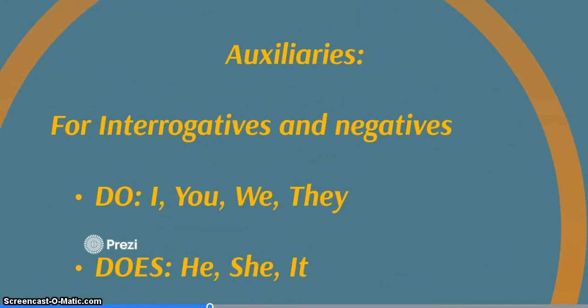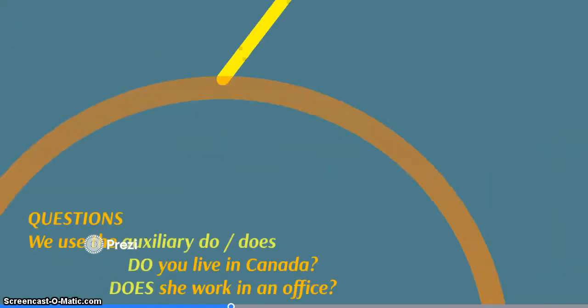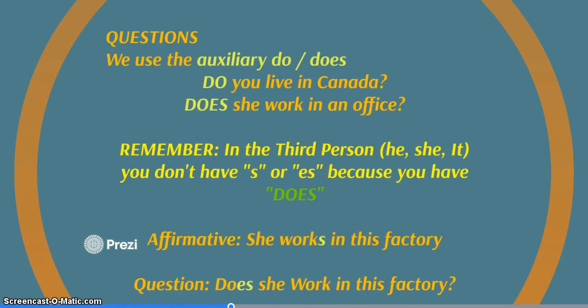Okay, remember then when we make the negative and the questions or interrogatives, we have to use an auxiliary. The auxiliary is do with I, you, we, and they, and does with the third person singular, he, she, or it. So in the questions, we use do or does at the beginning of a sentence. Do you live in Canada? Does she work in an office?